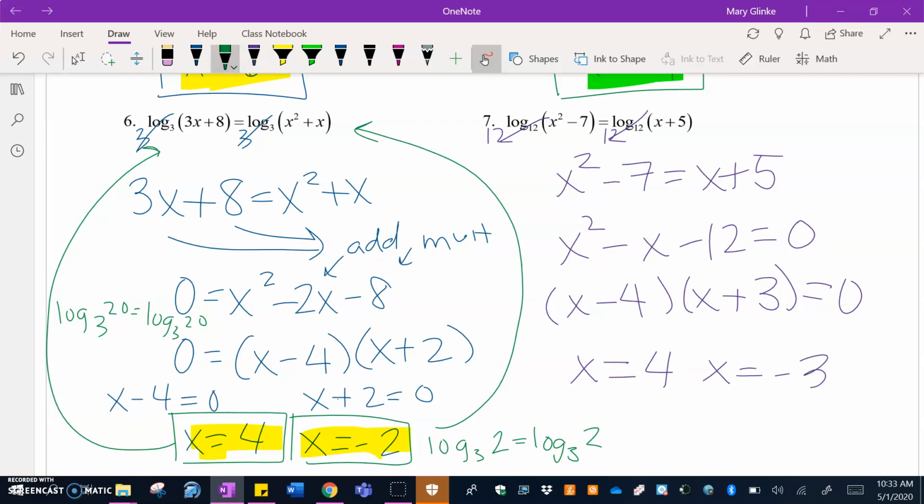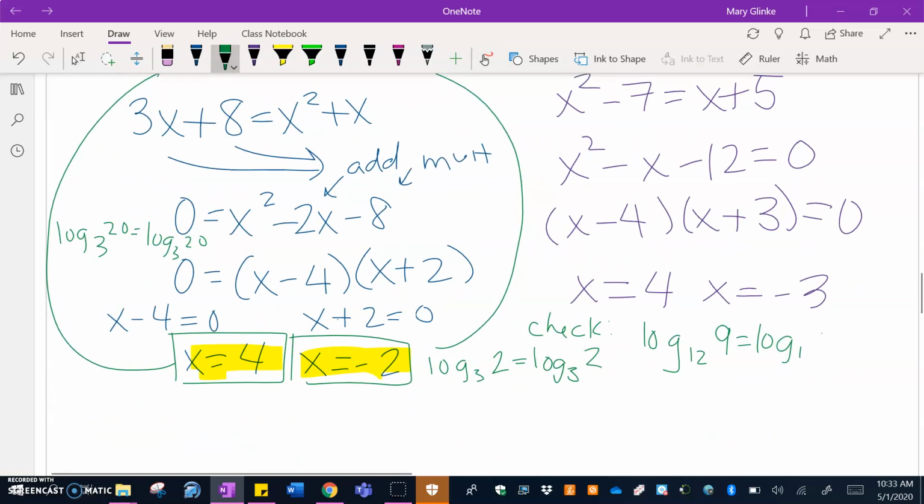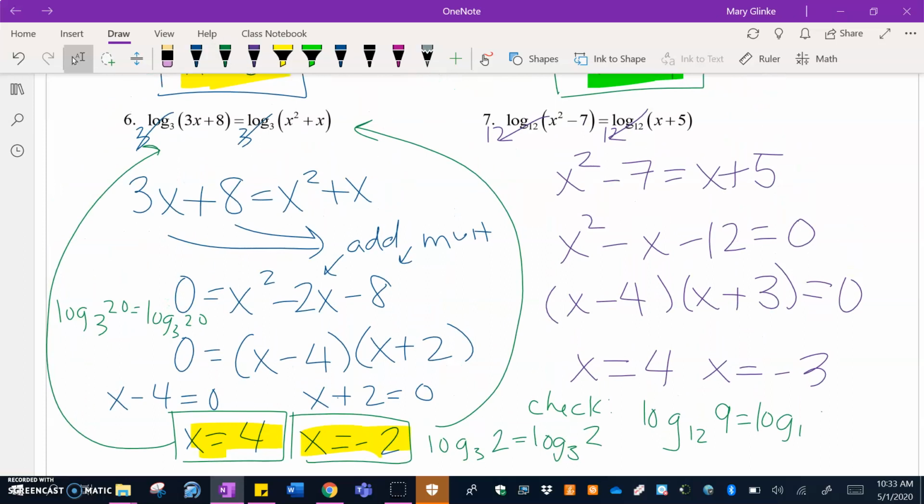Then after we get our answers, we're going to check. And so if we plug in 4, we get log base 12 of 4 squared minus 7 is 9. And log base 12 of 4 plus 5 is 9. Oh, sorry, my pen's not writing. Let's try those again. Move it a little bit. Okay, so 4 ends up working out.